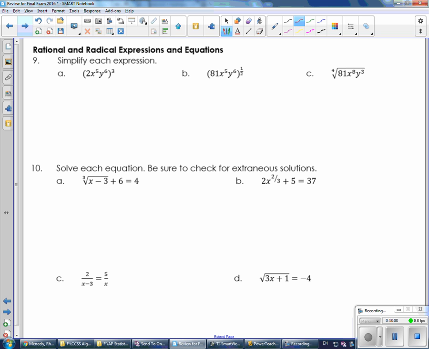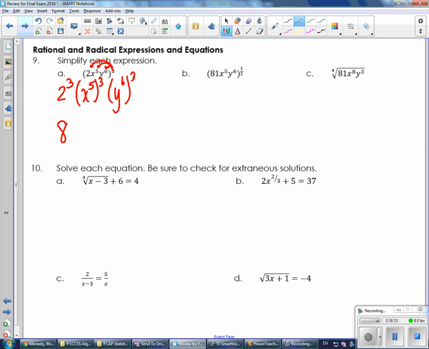Because I'm multiplying all of my terms inside the parentheses, I can actually distribute my exponent to each term. Be careful that you distribute it to the number as well, because this is going to transform into 2 cubed times x to the 5th cubed times y to the 6th cubed. And 2 cubed, if you use your table, is 8.